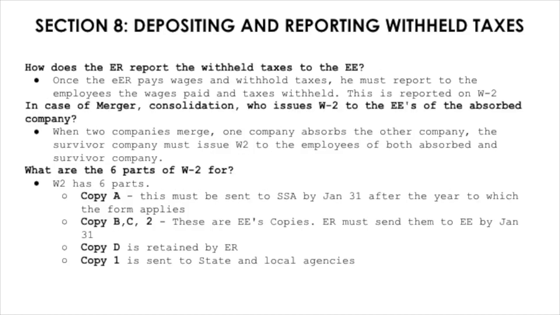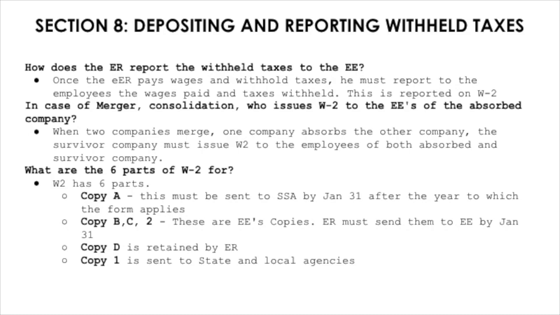Now this is the last slide of this video, and in this slide we will discuss how the employer reports the withheld taxes to the employee. So once the employer pays wages and withholds taxes, he must report to the employees the wages paid and taxes withheld, and this is reported, as we all know, on W-2.